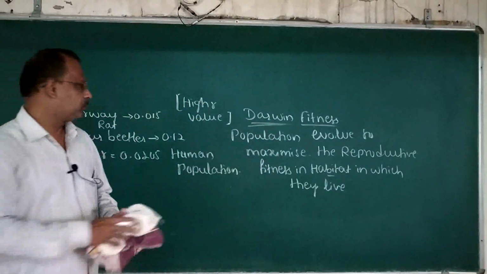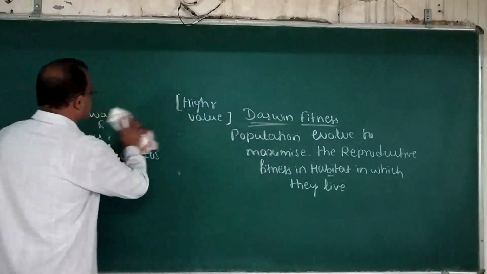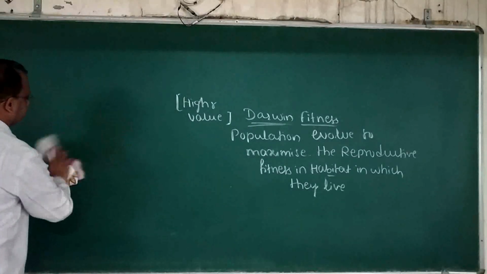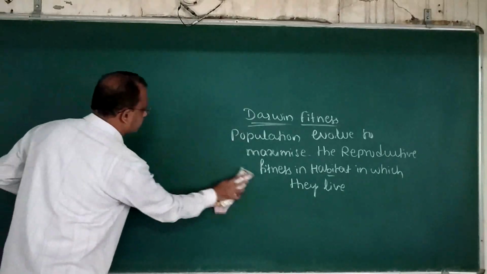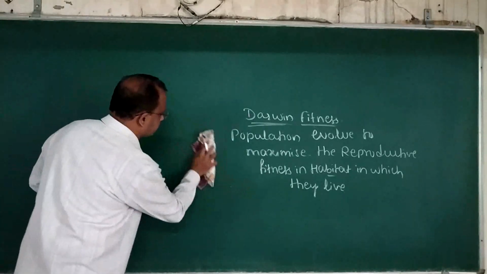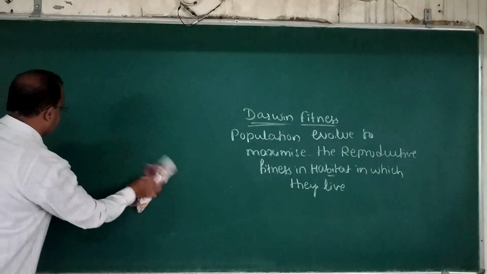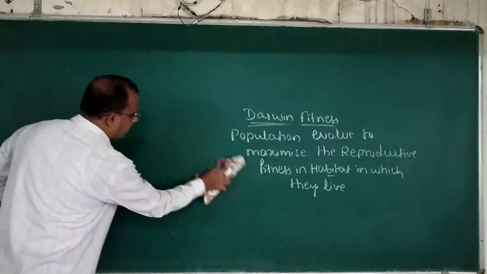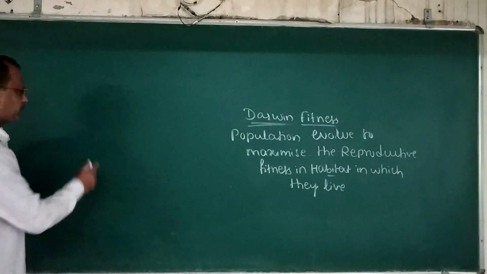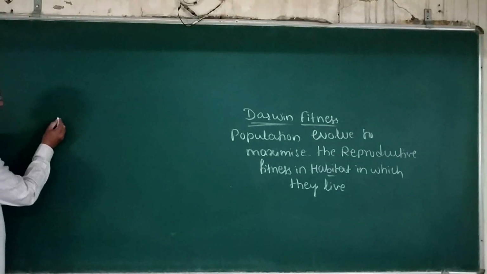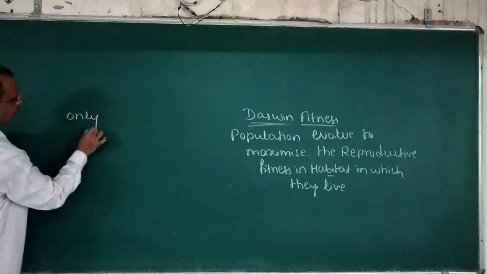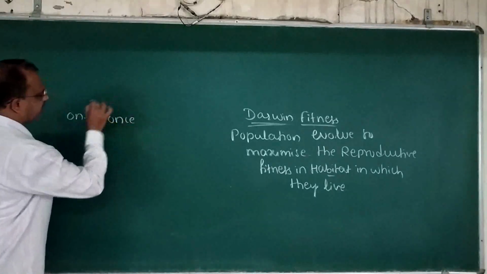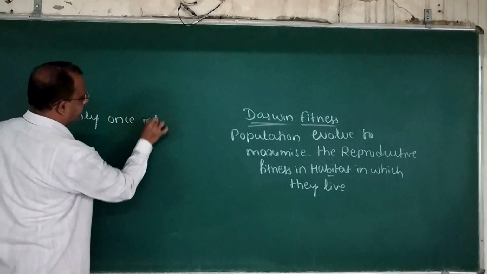Next, I will provide you two important points. This you have already come across once in the first chapter. Some organisms will breed only once in their lifetime.